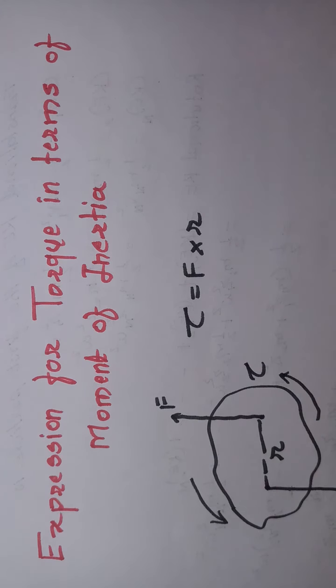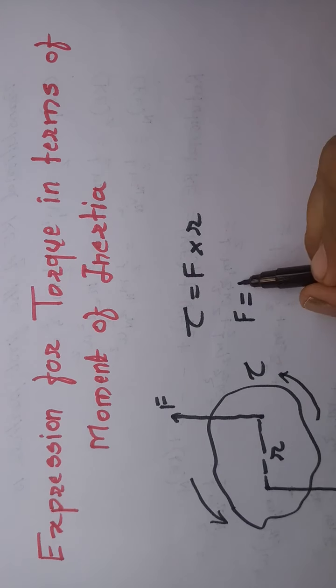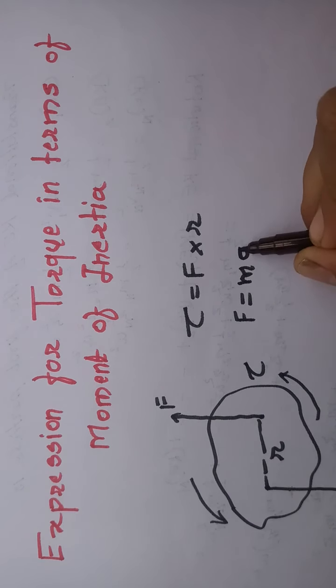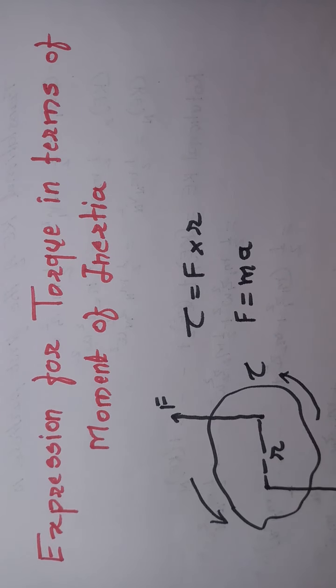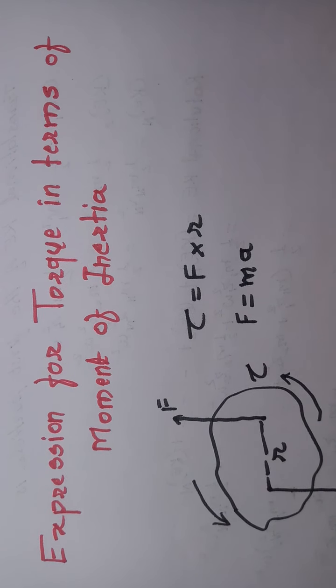What is the formula for force? According to Newton's second law, can you tell me the formula for force? That is, force is equal to mass into acceleration. As the body rotates, there is angular acceleration also. We know the definition of angular acceleration, that is the rate of change of angular velocity, d omega upon dt, is called angular acceleration.